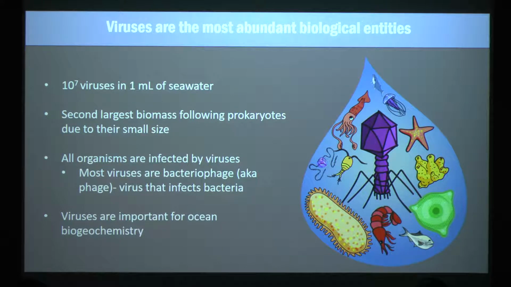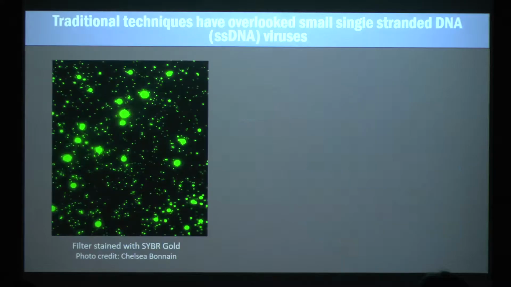So as bacteria are really important in nutrient cycling in the ocean, so are the viruses that infect them. You can think of most of the times a viral infection of a bacteria results in the cell death or breaking open of that bacterium, releasing nutrients back into the environment. So how do we study these things?